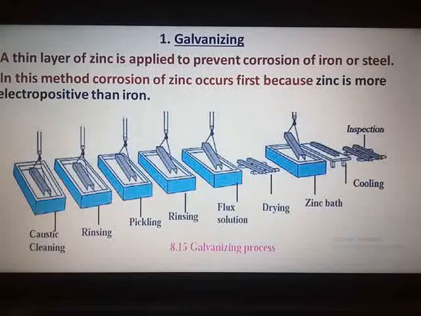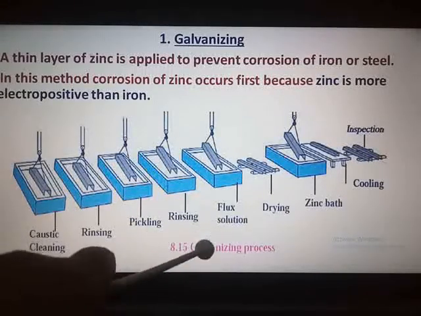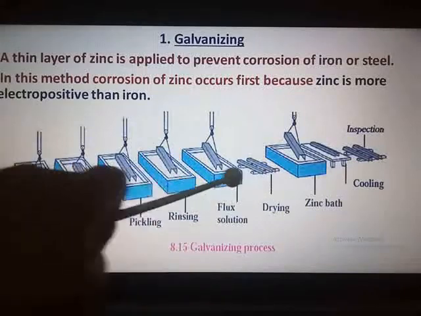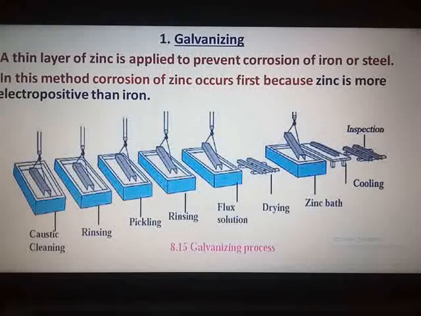Now here a direct topic can be asked, or this diagram will be displayed in front of you and the name will not be displayed. Looking at the different processes and steps, you will be asked to identify which anti-corrosion preventive measure this is and write a short note on it.